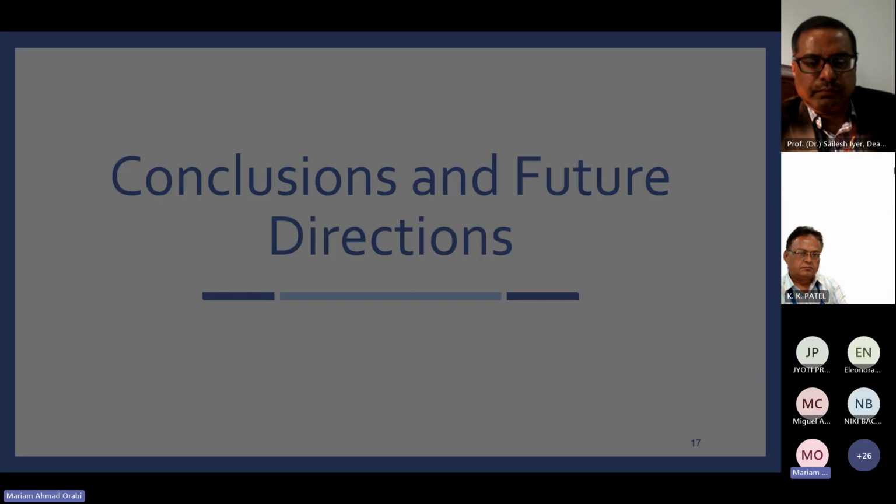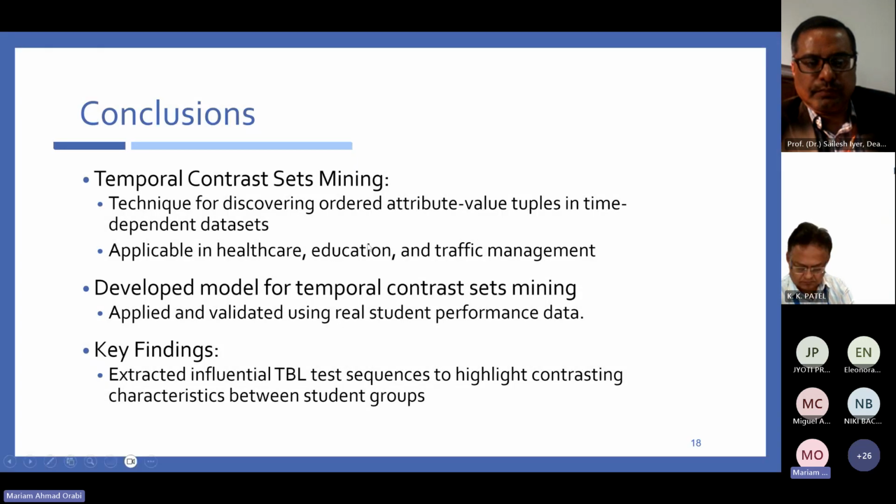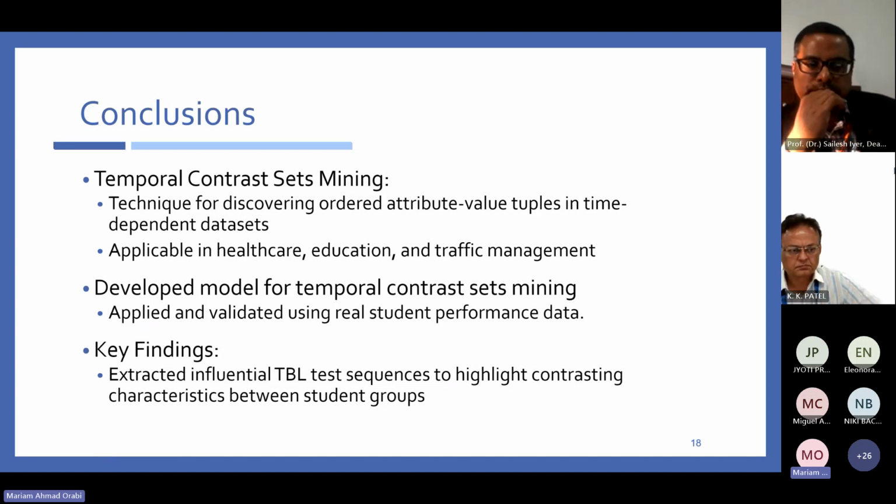Conclusion and future directions. We have defined temporal contrast sets mining, which is a technique that discovers ordered attribute value tuples in time-dependent datasets. It is applicable in various fields such as healthcare, education, traffic management. We developed a model for temporal contrast sets mining and applied and validated it using real student performance data. The key finding is that we extracted influential TBL test sequences to highlight contrasting characteristics between student groups.